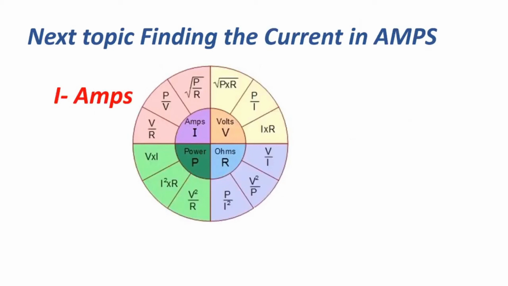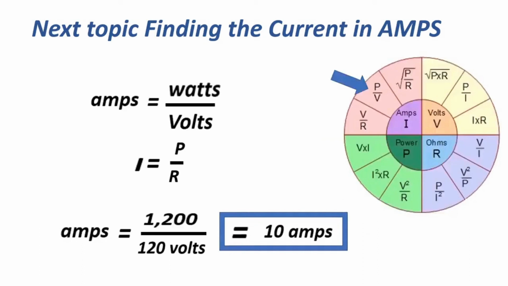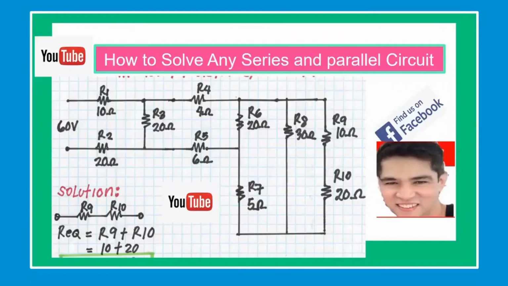The next topic is finding the formula of current in amps. Amps equals volts over ohms, or I equals V over R, equals 120 volts over 12 ohms equals 10 amps. The next is amps equals watts over volts, or I equals P over V, equals 10 amps. The next is amps equals square root of watts over ohms, equals 10 amperes.